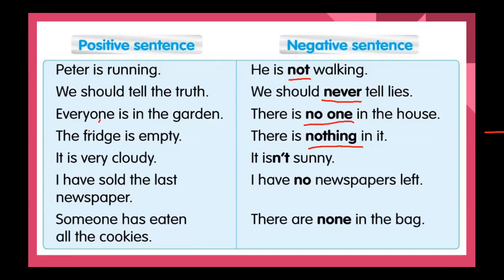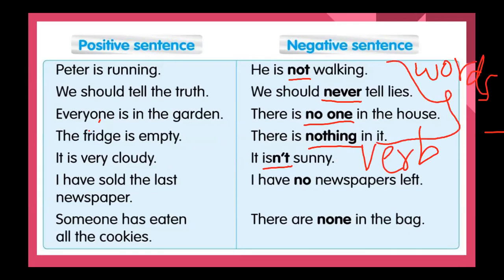Now see, it is very cloudy. Positive sentence. It isn't sunny. So here isn't is what? Negative verb. ये सारे negative words हैं. Not, never, no one, and nothing. These are negative words. And this is a negative verb. Isn't is a negative verb.